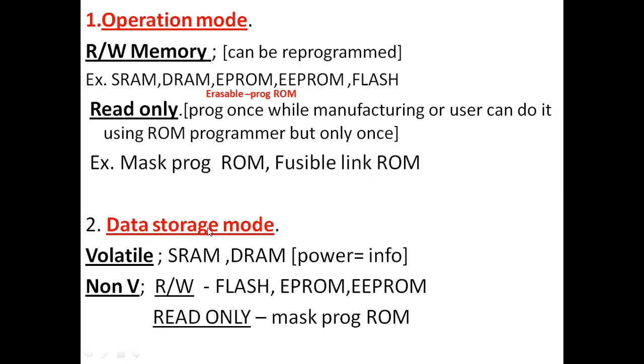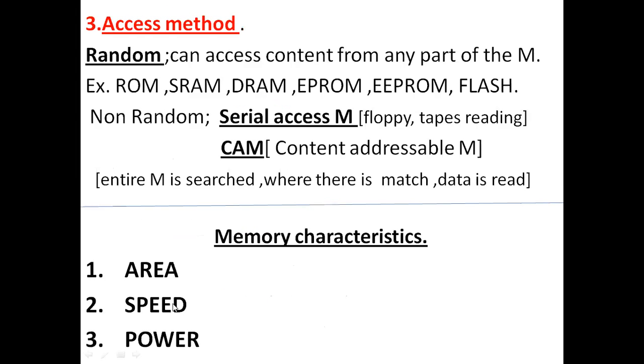Based upon the data storage mode, I can have volatile memory and non-volatile memory. Examples of volatile memories are static RAM and dynamic RAM, and examples of non-volatile memories are read-write memory, flash, and EEPROM. So these are some basics. I think you will have an idea regarding these.